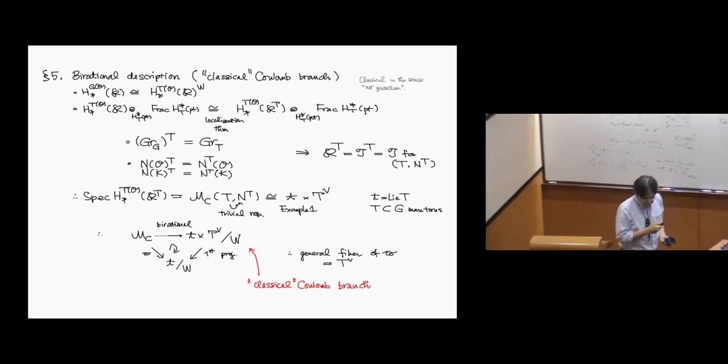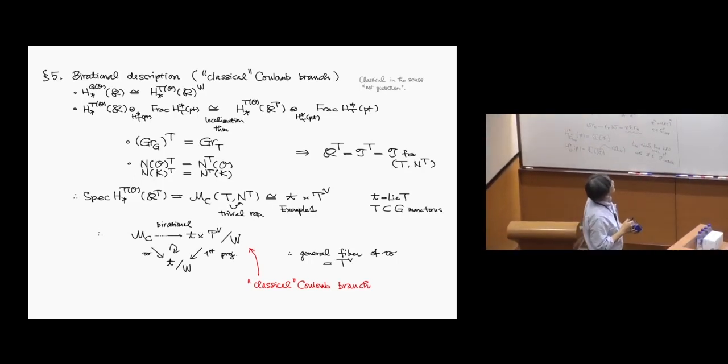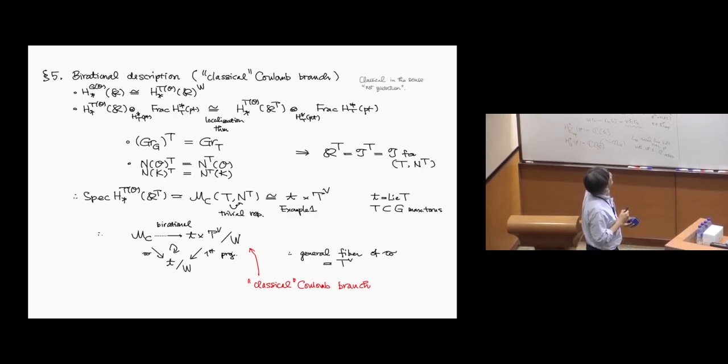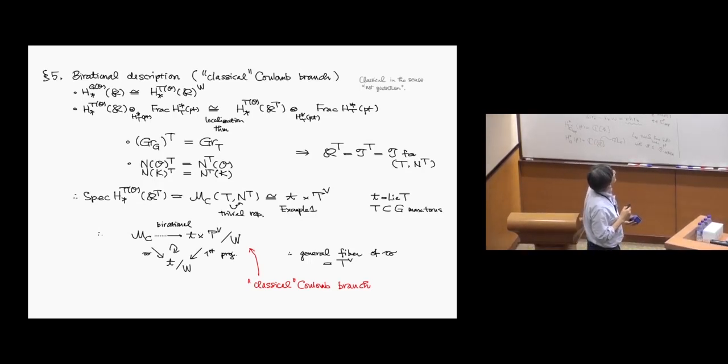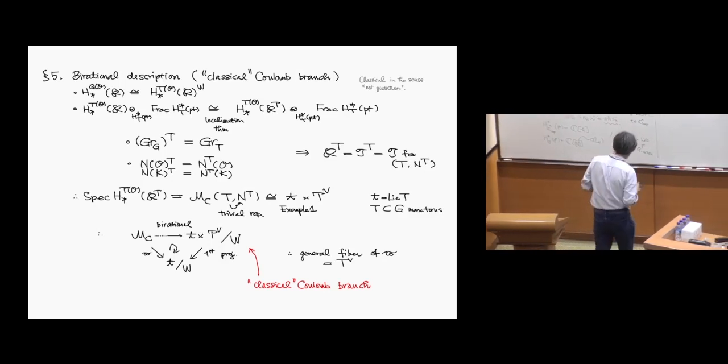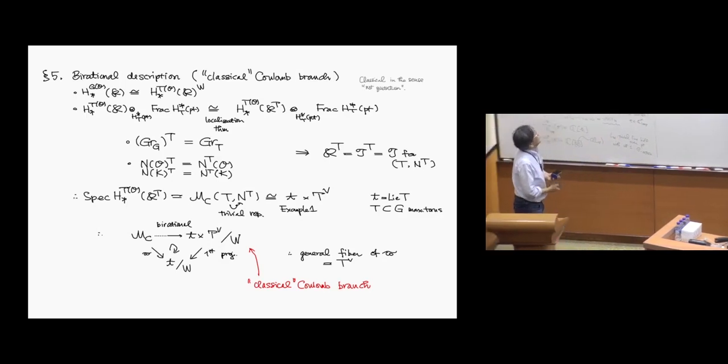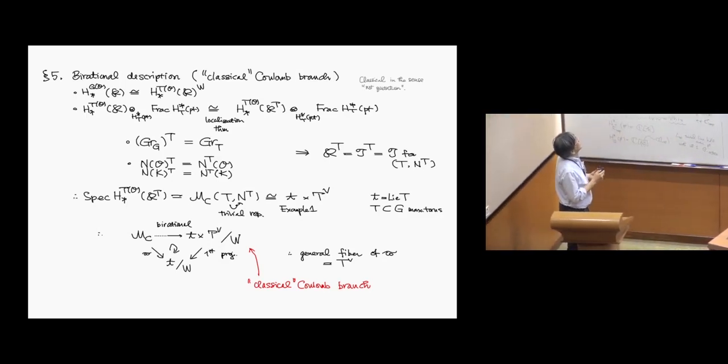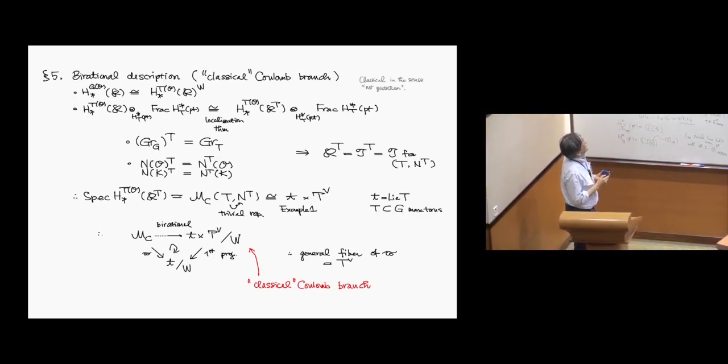So first of all, if you consider the maximal torus T in G, and consider equivariant homology with respect to T, then the original equivariant homology group is the Weyl group invariant part of the torus equivariant homology. This is a general result for equivariant homology groups.